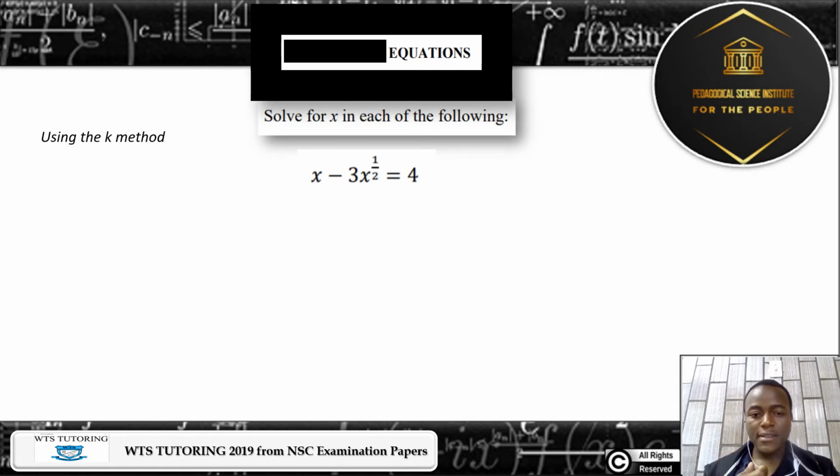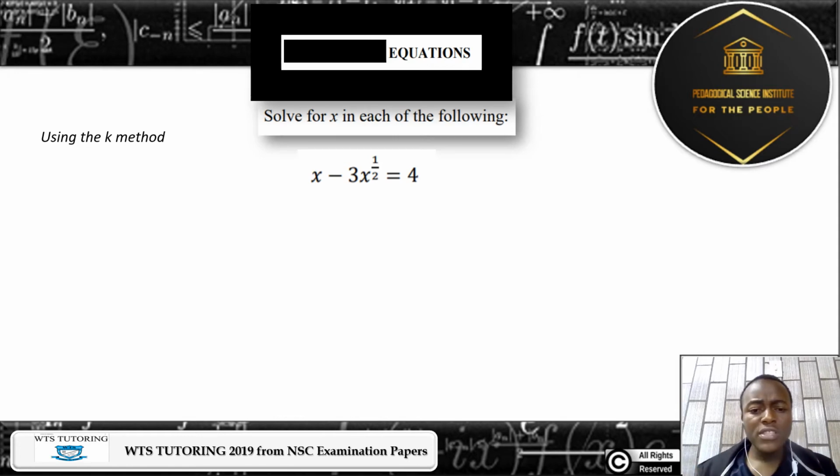Take a look at this equation. You have x exponent 1, right? But then as you move to the second term, you have minus 3x exponent 1 over 2. Now you check the exponents. They are not the same. The one is 1, the other one is 1 over 2. It's those kinds of equations where your exponents are not the same. Now you have to think of the K method, right? If you find such an equation, such as this question.